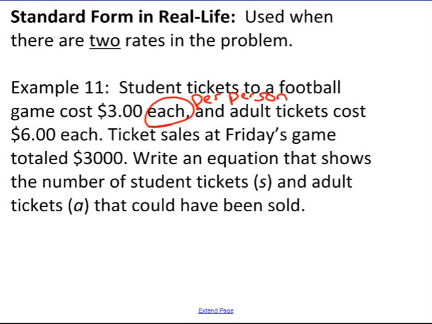And adult tickets cost $6 each. Notice I have two rates. Ticket sales at Friday's game totaled $3,000. Write an equation that shows the number of student tickets, S. So what was my rate for my student tickets? That was 3. And I realize that looks like a 5, but it's an S. Put a line there just so you know it's not a 5. And adult tickets, which we're going to call A.